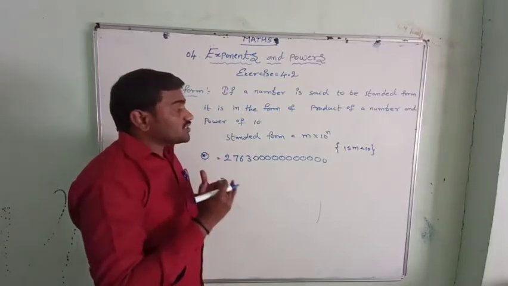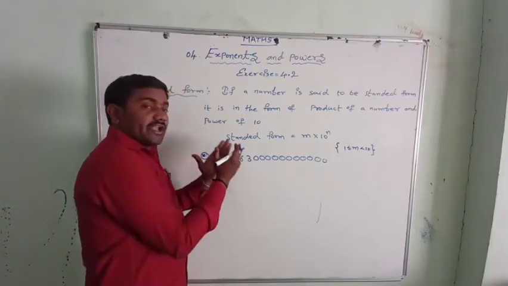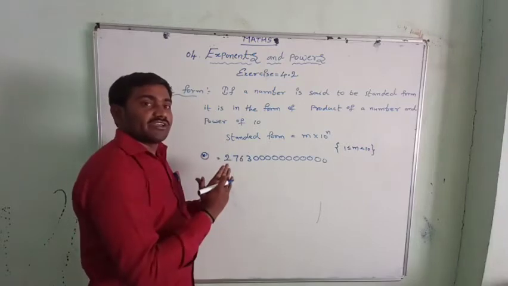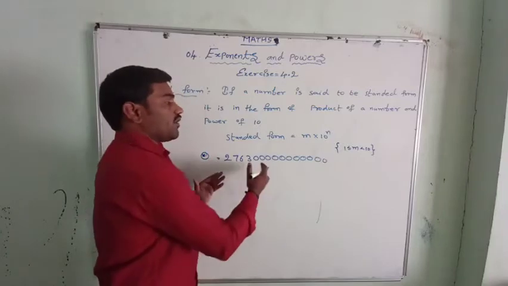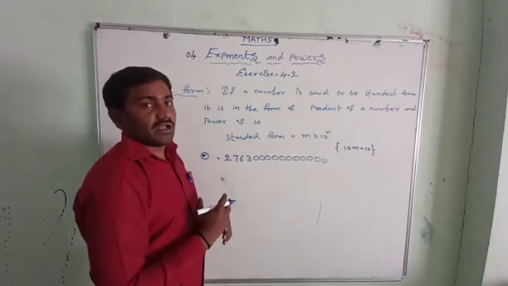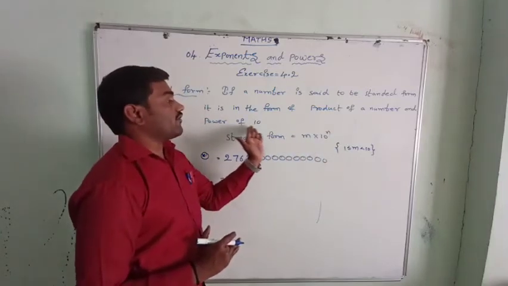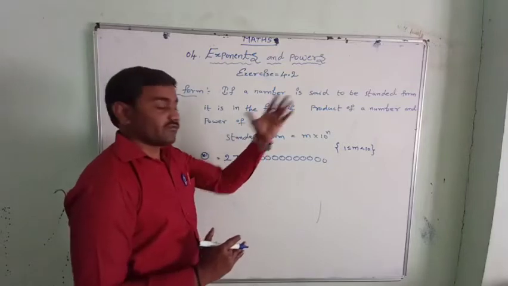The rule of standard form is that there should be a number before the decimal that is greater than or equal to 1 and less than 10, and the remaining numbers should be in the decimal places, and it should be a product with a power of 10. There should be a power of 10 also.